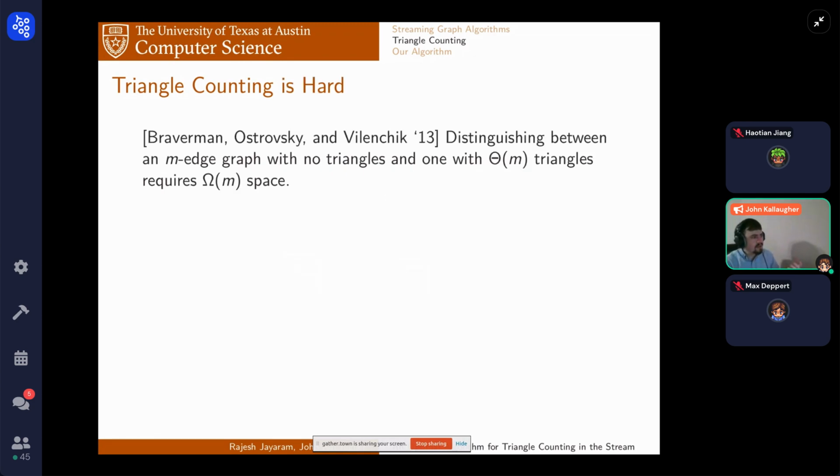Now, the bad news about this problem is that thanks to this result of Braverman, Ostrovsky, and Vilenchik, we know that unless you assume that the number of triangles in the graph is really large, it's actually impossible in general to get sublinear upper bounds on the amount of space that you use. So what they showed is that there's this family of graphs such that if they have m edges, and even if you guarantee that they either have theta m triangles or 0 triangles, distinguishing between the 2 cases still requires storing essentially the entire graph.